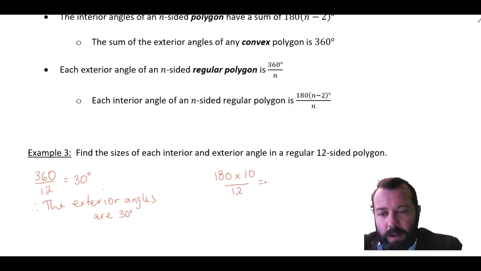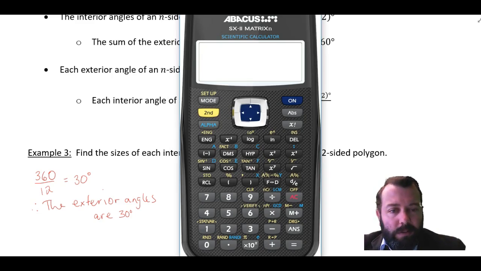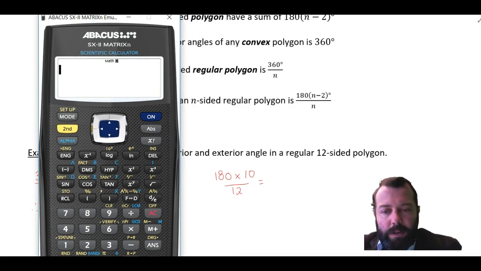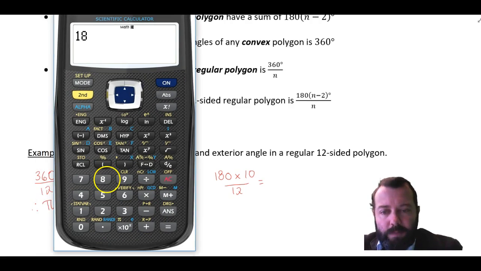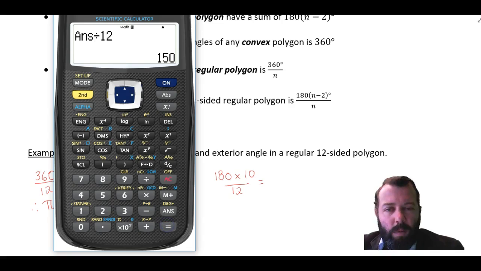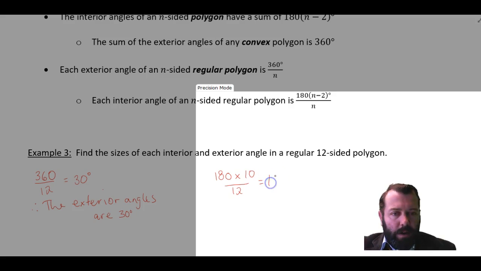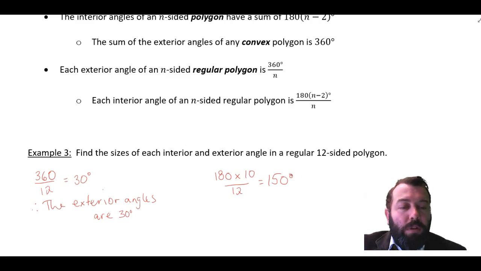Now I'm going to try to get my calculator here because it is 5 in the morning and I'm fairly tired. So where are we at here? Said it was 180 times 10 and we'll divide that by 12 and we get 150 equals 150 degrees, and I went to an awful lot of work there when really it's quite simple.